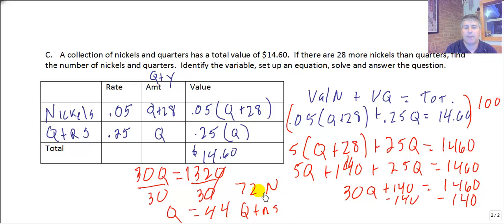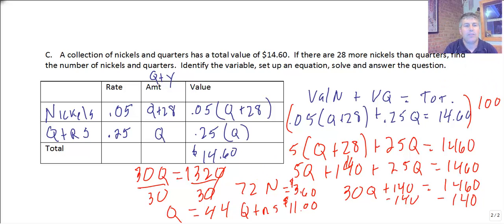And let's see if that makes sense. I think that works. 72 nickels is $3.60, and 44 quarters is $11. And sure enough, that adds up to $14.60, and that works.